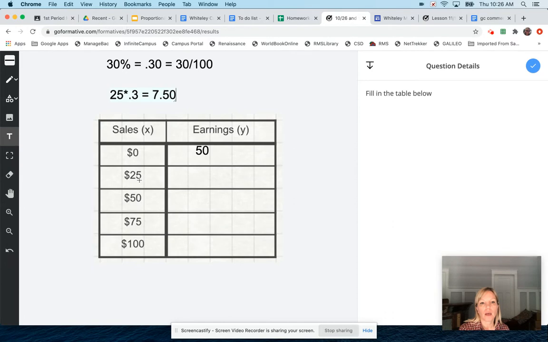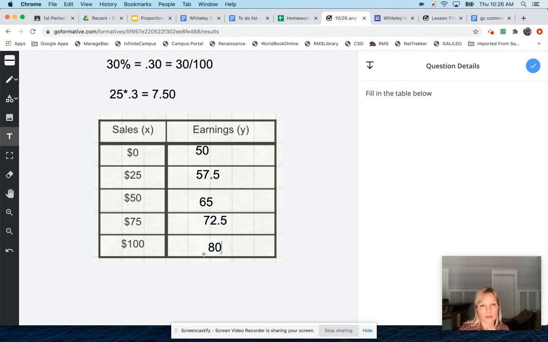So if I sell 25, that would be $7.50, but I need to add that to the $50 I already get. So that would be 57.5. Then if I did $50 a week, 50 times 0.3 would be 15. But I don't want to put 15 here. I want to still add in the $50 I get every week. So that would be 65. If I continue on, if I sell $75, should be 72.5. And then if I sell 100, it will be 80.